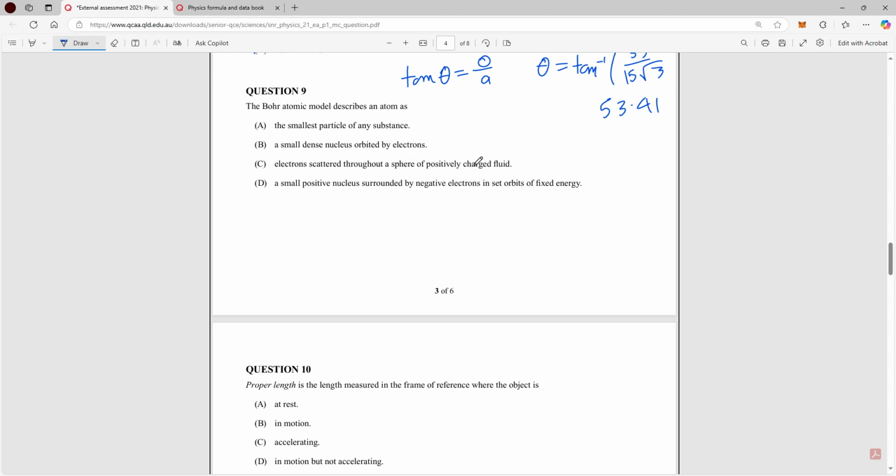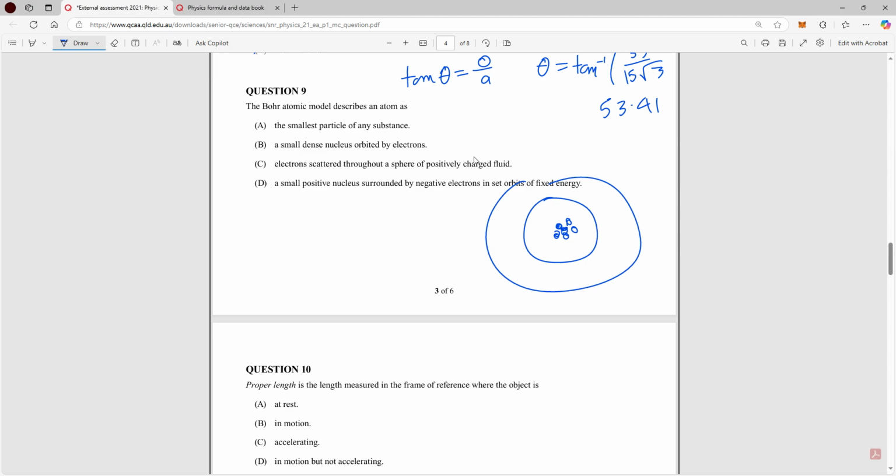the next one. Alright, the Bohr atomic model describes an atom as. So basically we're looking for the best description of Bohr. Now, if you don't know what Bohr's atomic model is and you don't do chemistry, basically it is a dense nucleus with fixed energy levels around it. Okay, so we're looking for something like that.